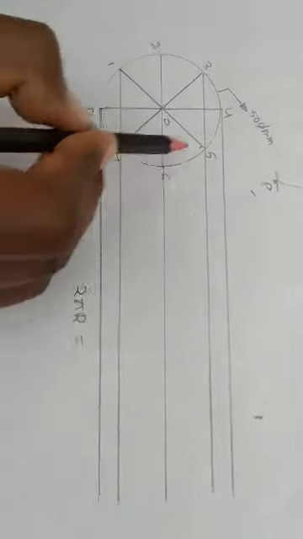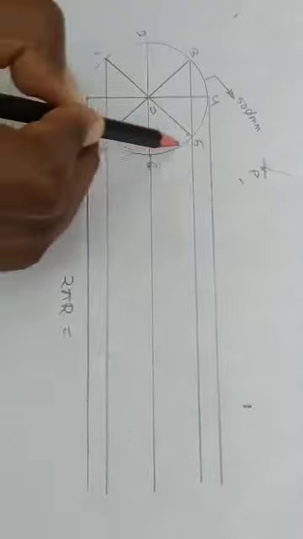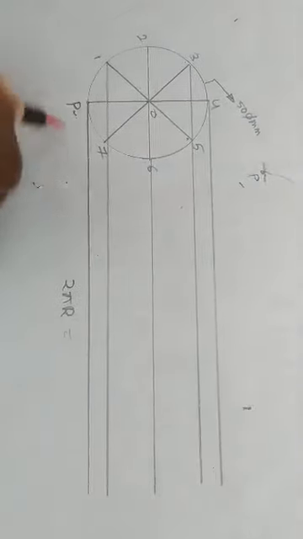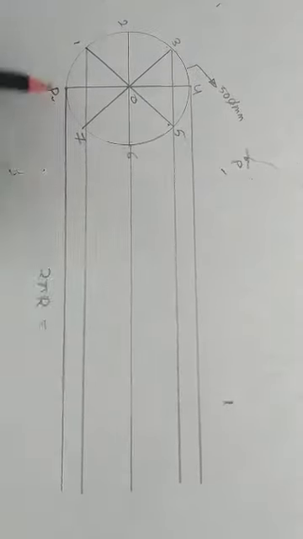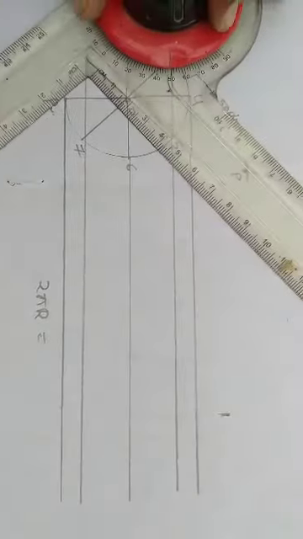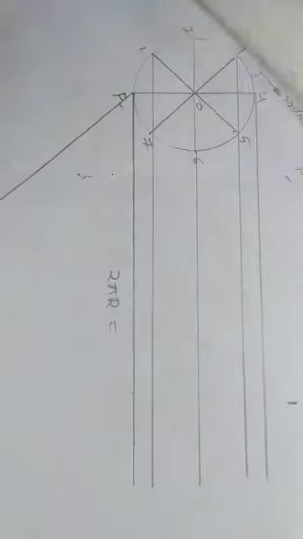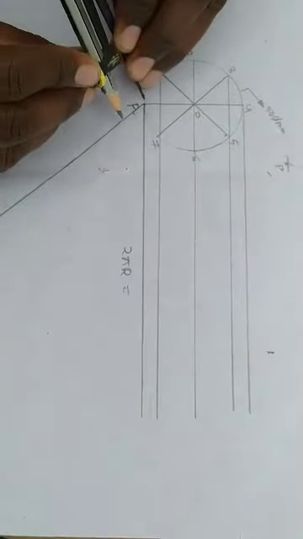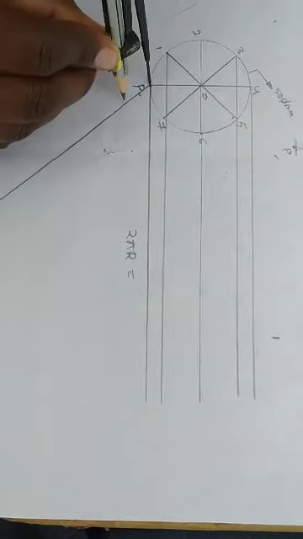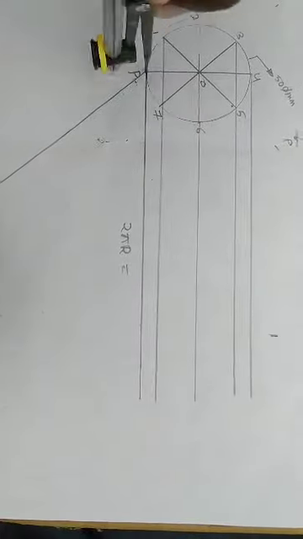Next, we divide the circumference into 8 parts. Draw angular lines with your compass and mark 8 divisions.